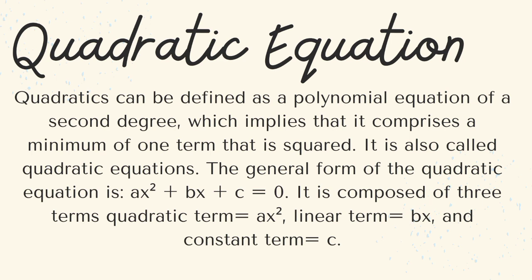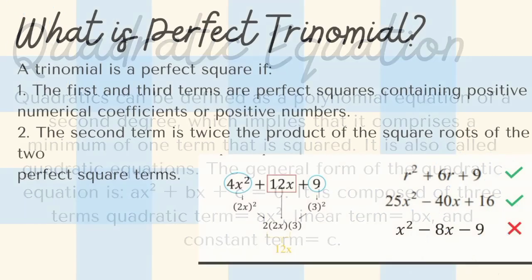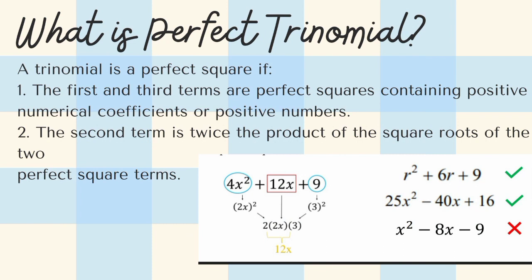Let us also remember that in a quadratic equation, there is an x squared, and it also has an equal sign to emphasize that it is an equation. In this topic, we will also discuss what a perfect trinomial is, so it will be easier to understand how to solve using completing the square.